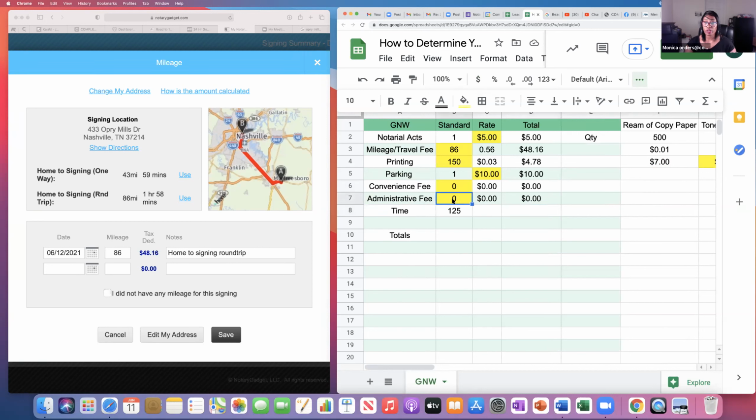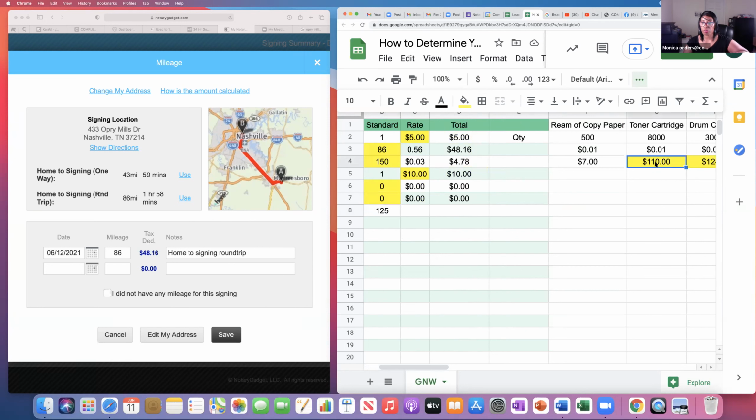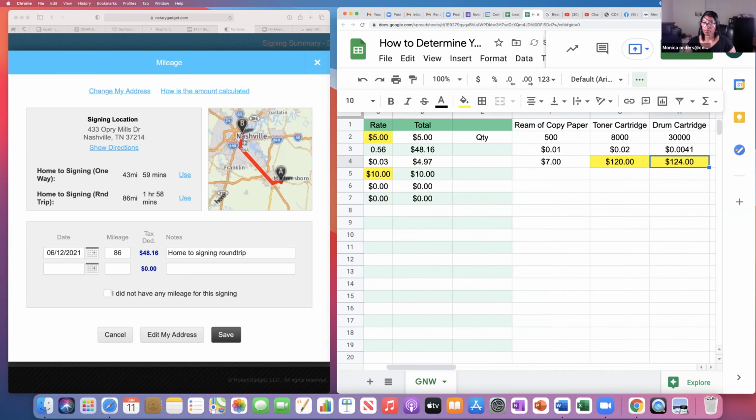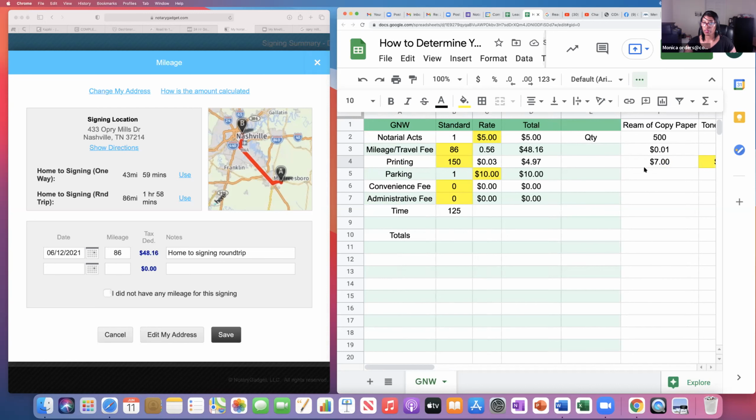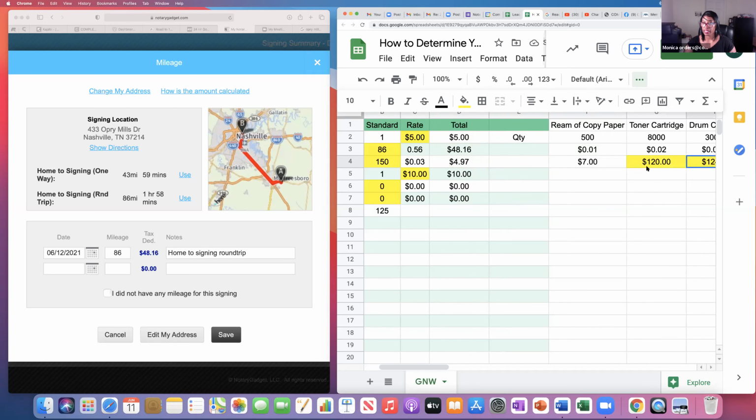You can use these fields, just like Diana talked about, to make sure you adjust any increases in prices over here. Or you can just go over here and increase your prices when they increase. So if the price of toner cartridges goes up, you come over to your yellow cell and you go up with it. Guess what happens? All your fees go up, okay?